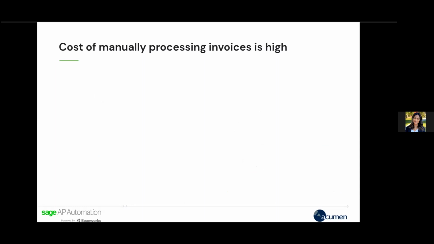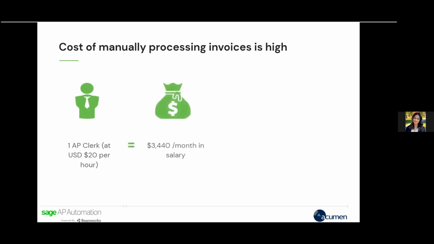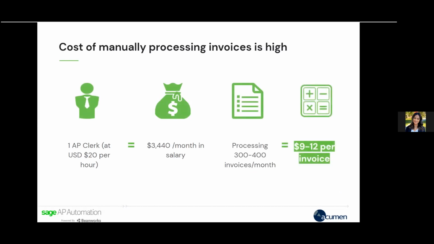The next challenge is cost. When considering labor alone, if you have one AP clerk processing invoices full-time at $20 per hour or approximately $3,440 per month, let's say 300 to 400 invoices monthly would cost your business about $9 to $12 per invoice. This AP clerk could be spending their time on more valuable work rather than data entry.